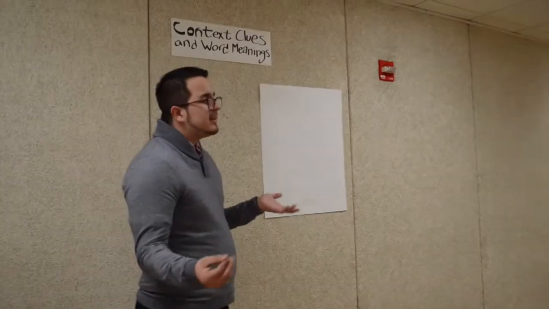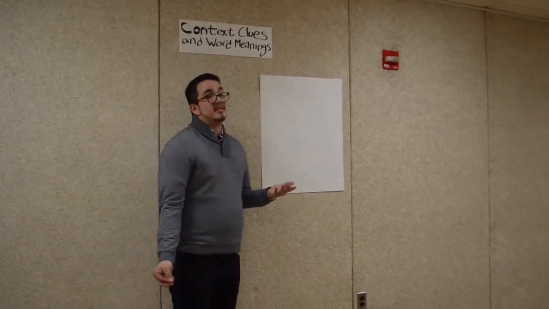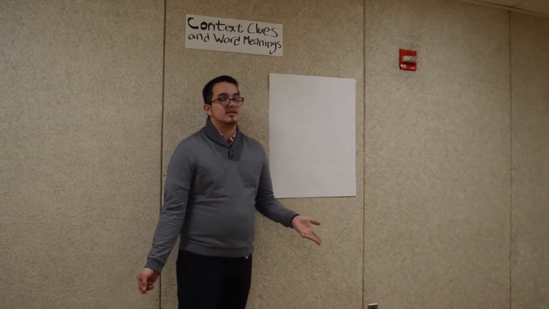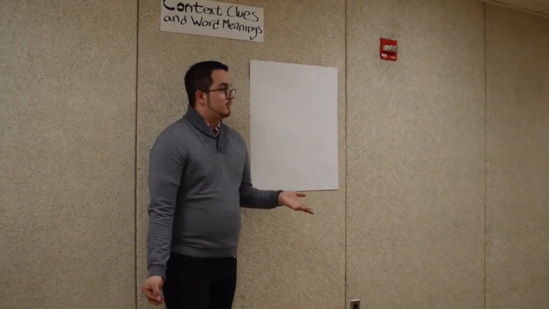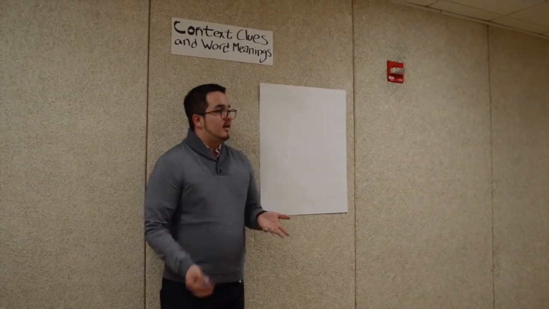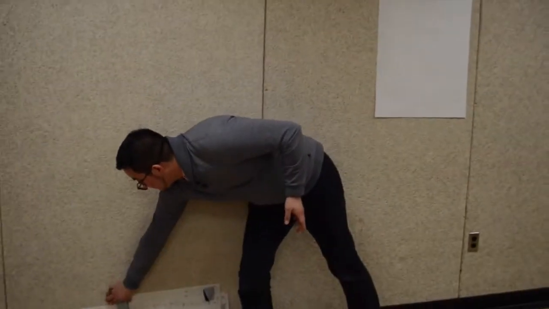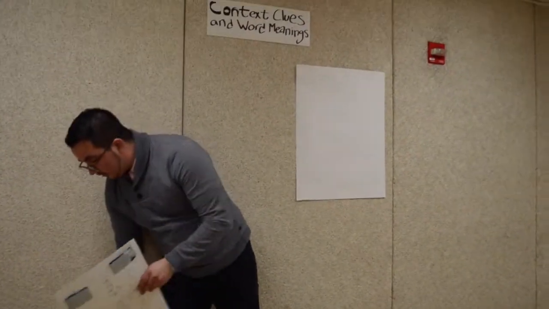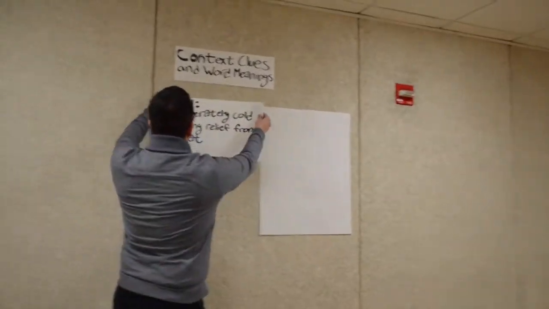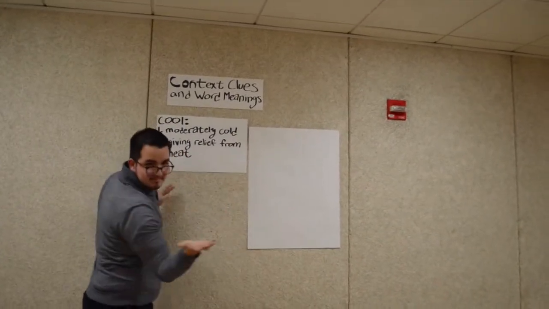Okay, so now that we know what context is, why do we need to find out word meaning through context? Why don't we just look at it in the dictionary, right? The dictionary has a lot of words, like it has all their meanings. So let's look at an example. Let's look at the word cool. We know what the word cool means, right?